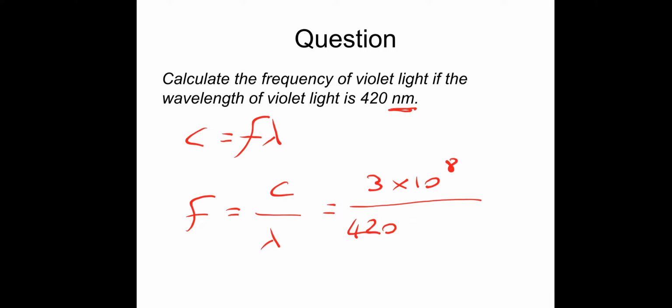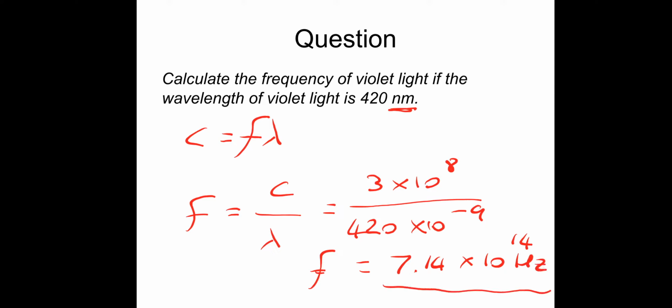And remember earlier we discussed that nano just means times 10 to the power minus 9. So that will give you a frequency of 7.14 times 10 to the power of 14 hertz. Hopefully that's okay. So let's move on from that.